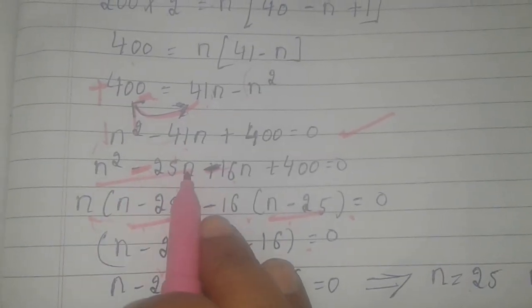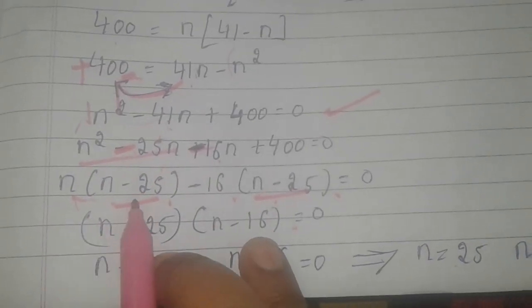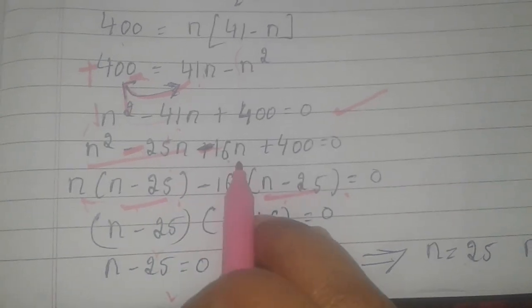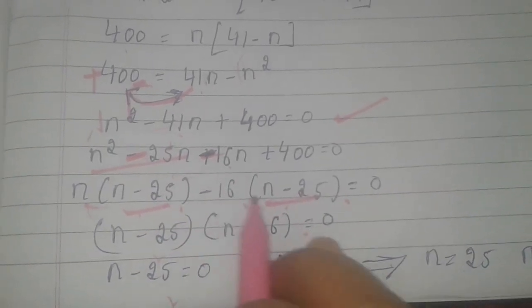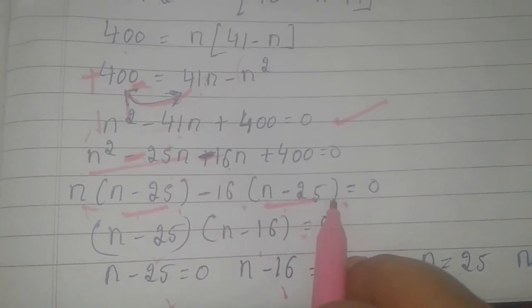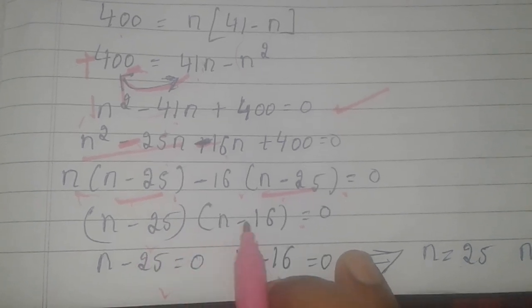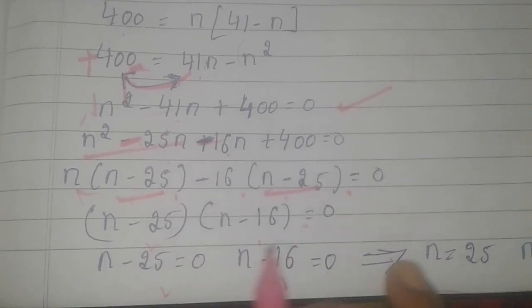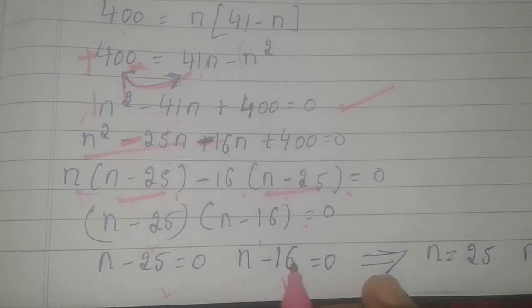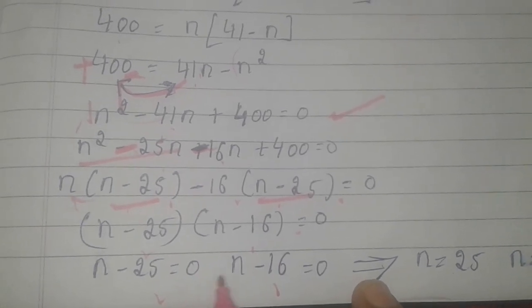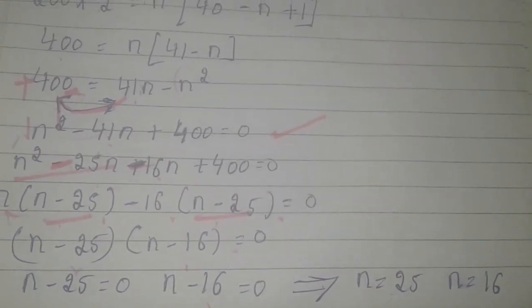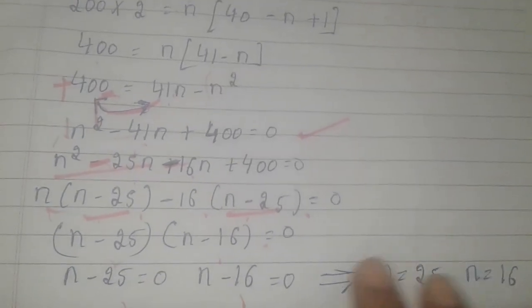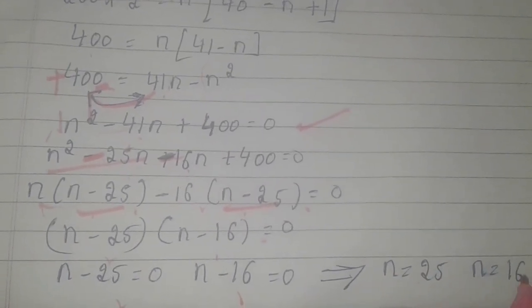So take n common in these two terms: n into n minus 25. Here in the third term take minus 16 common. So you get n minus 25. n minus 25 into n minus 16 equals 0. Equate both the factors to 0. So we get n equals 25, n equals 16. So here I got n as both positive only.